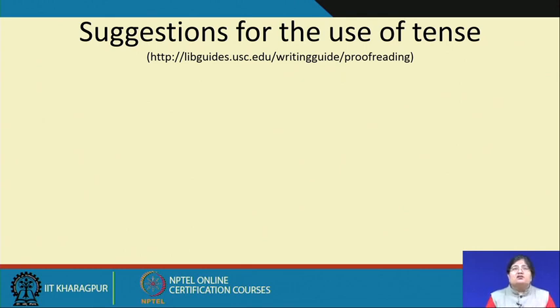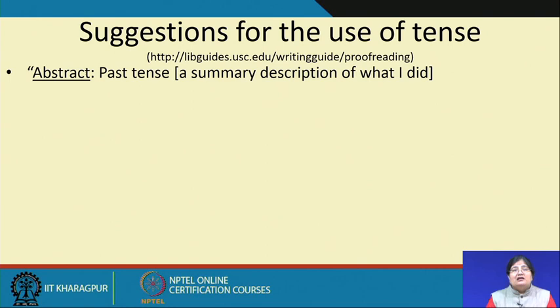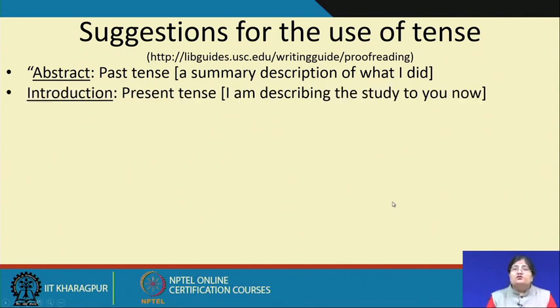Suggestions for the use of tense. Now, this is very, very important. Different kinds of tense that you can use for different parts of your document. For your abstract, use past tense, a summary description of what you did. For your introduction, use present tense. I am describing the study to you now. So, this is what I did, this is what I am describing to you.